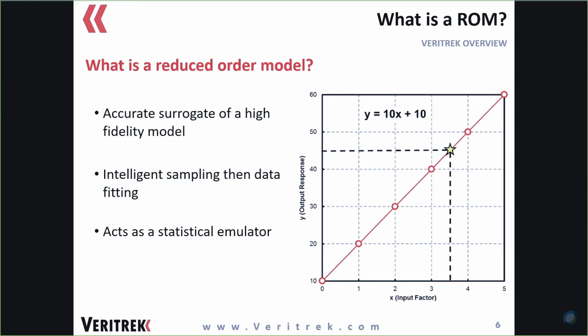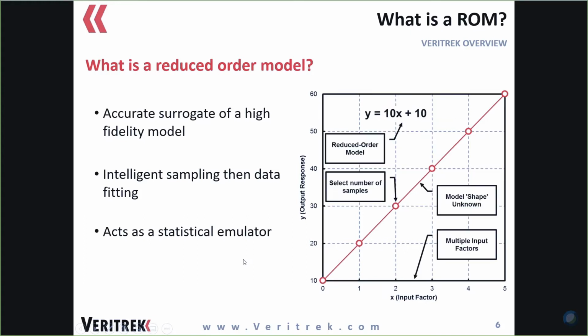Well, one thing we could do is go back to the thermal model and run that again. But again, that's computationally expensive. And so an approach might be to use this model that we've just generated. It's much faster. So we just put in 3.5 for X, and out comes 45 for our output response. And that's essentially what we're doing.